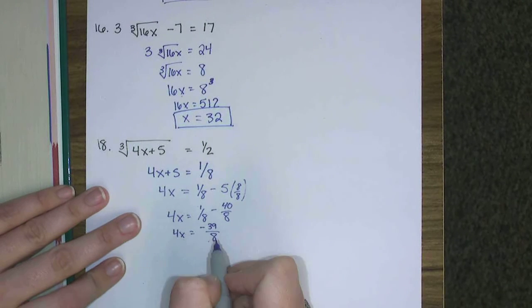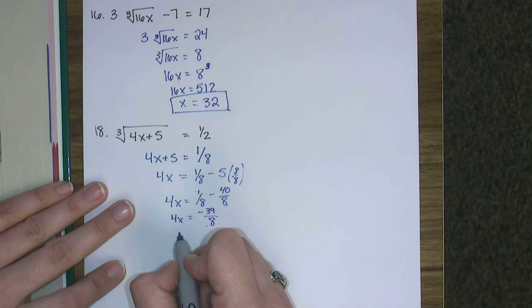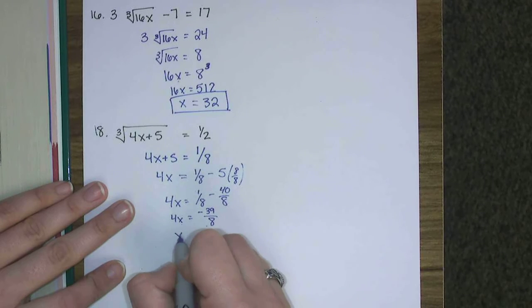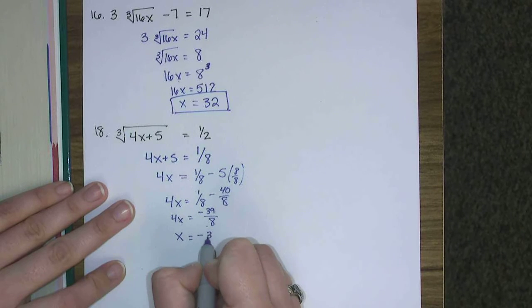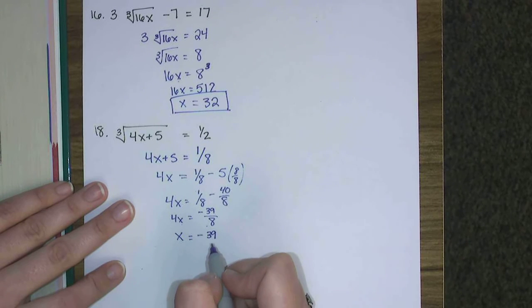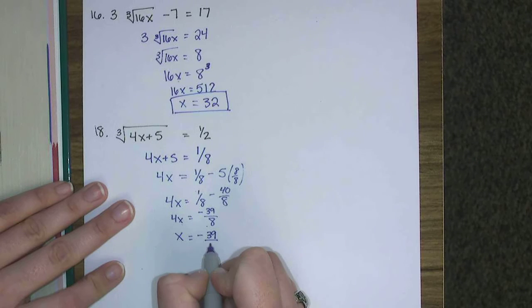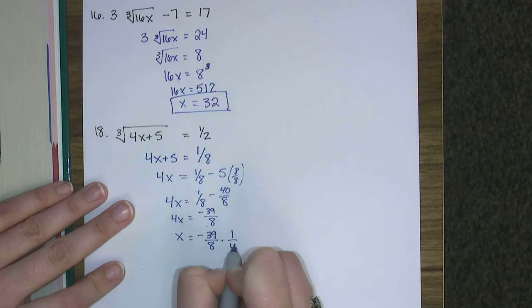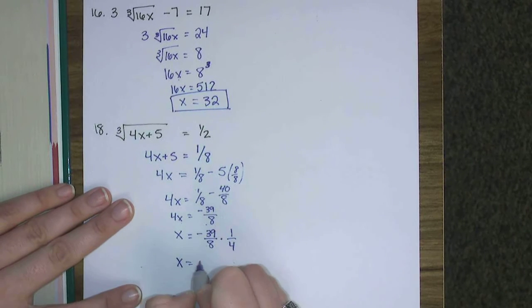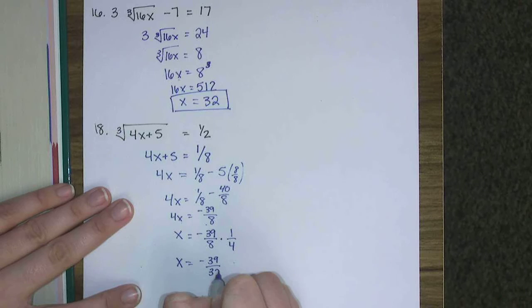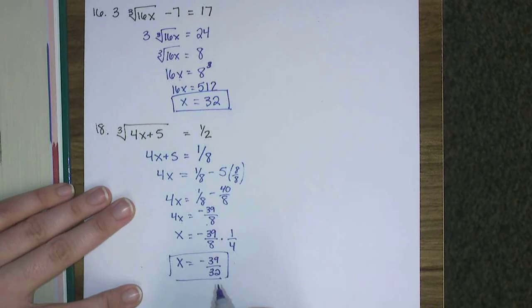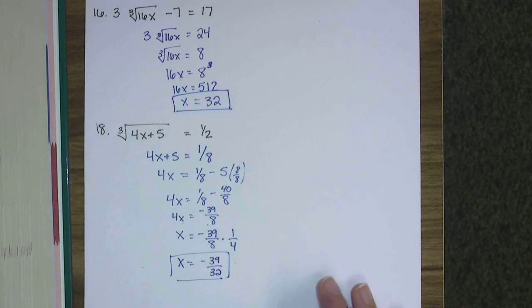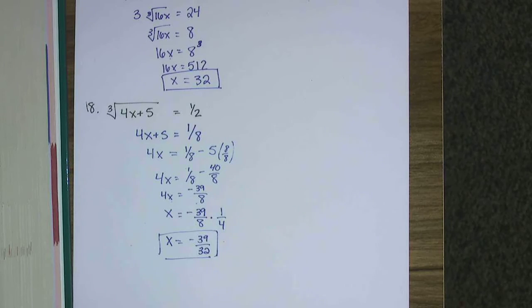Divide by 4. x is equal to negative 39, and now remember dividing by 4 is the same thing as multiplying by 1/4, so I'm going to write it this way. So x is equal to negative 39/32, and I cannot reduce that any farther, so I'm going to leave it improper. Alright, so that's the cube root type. And remember, as you're doing these problems, if you come across questions, feel free to send them to me, and I'll get back to you with an answer as quickly as possible.